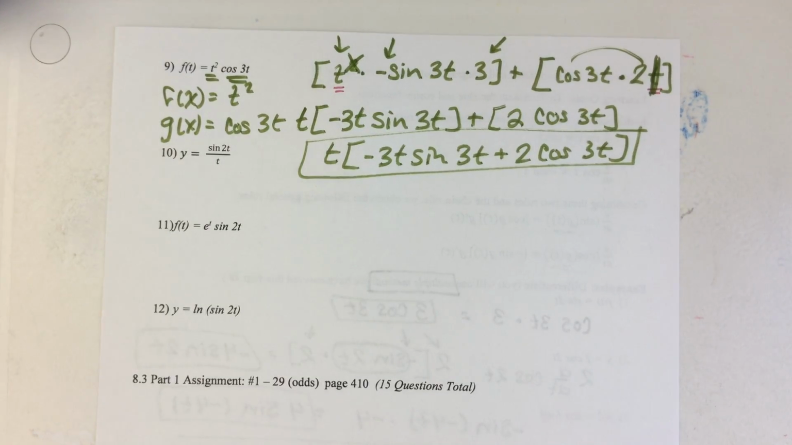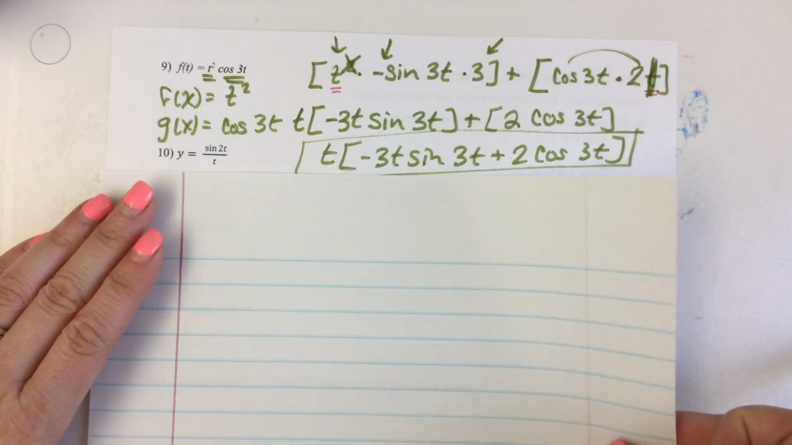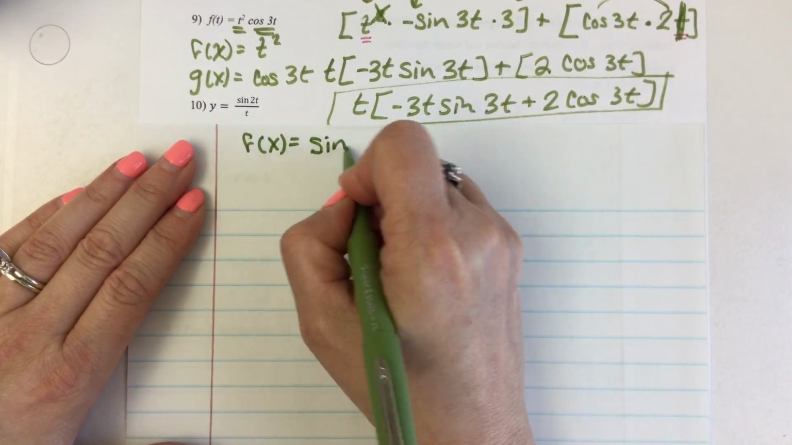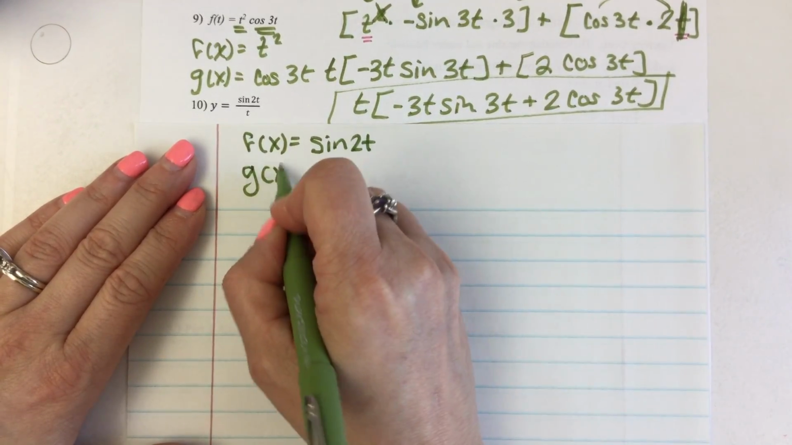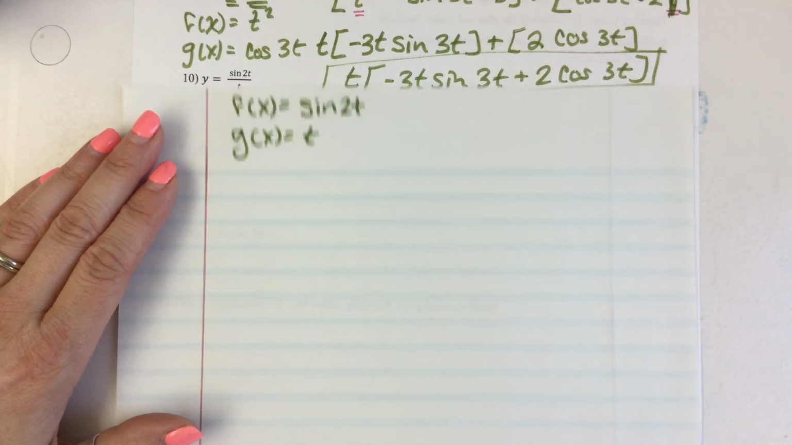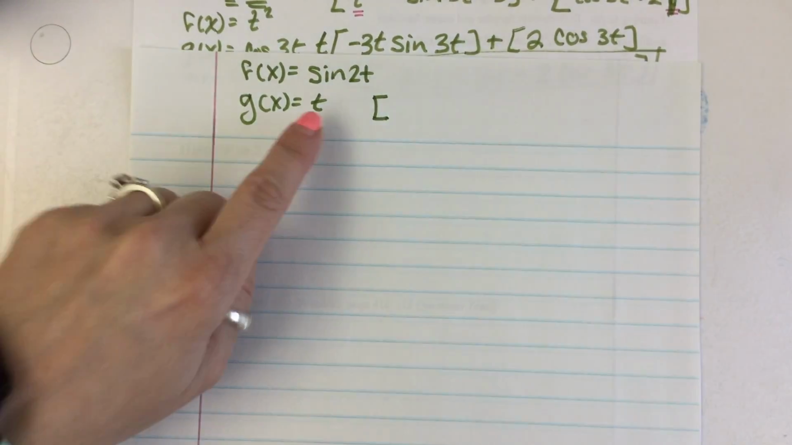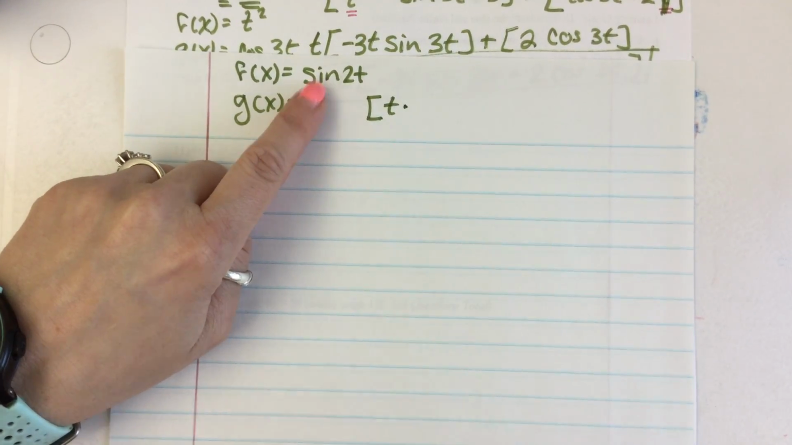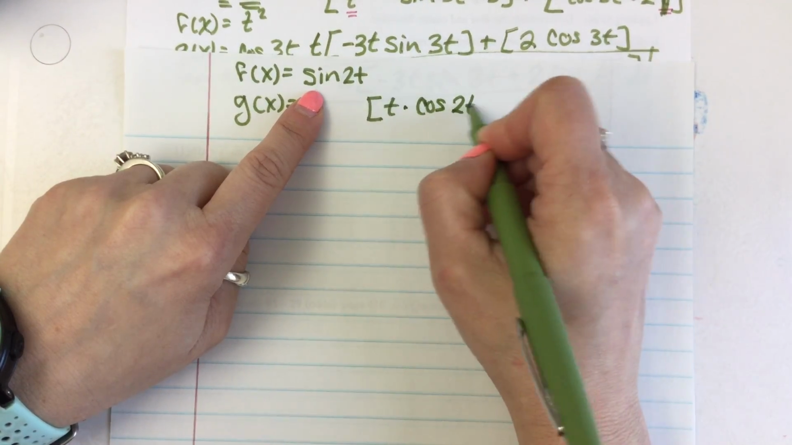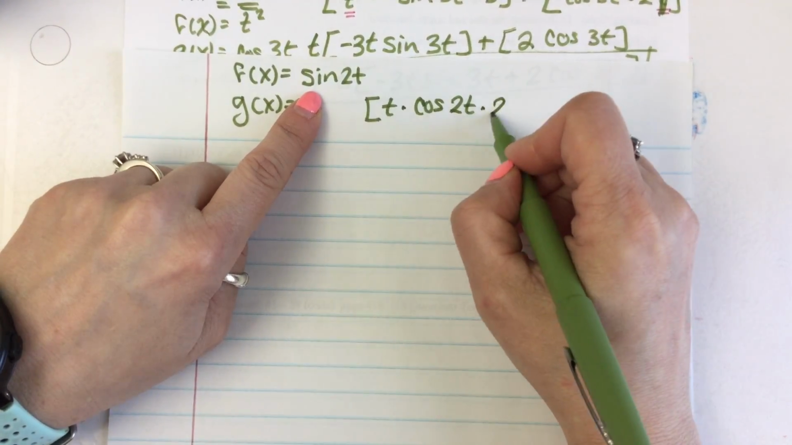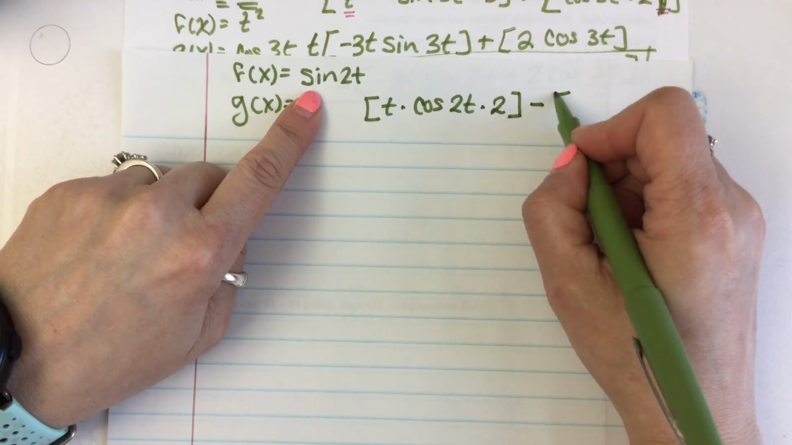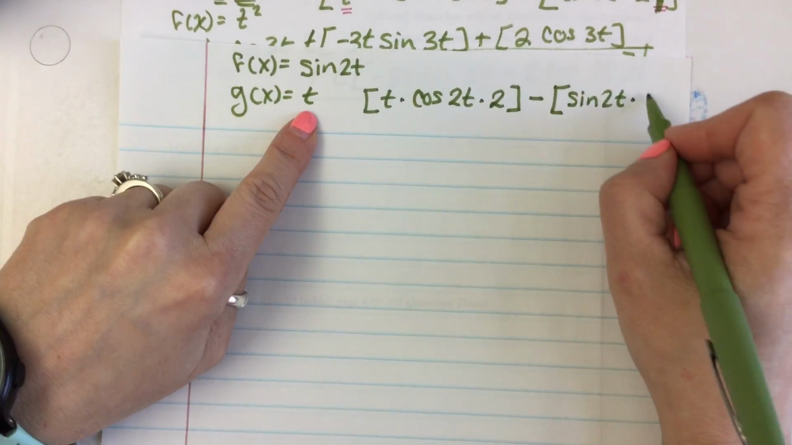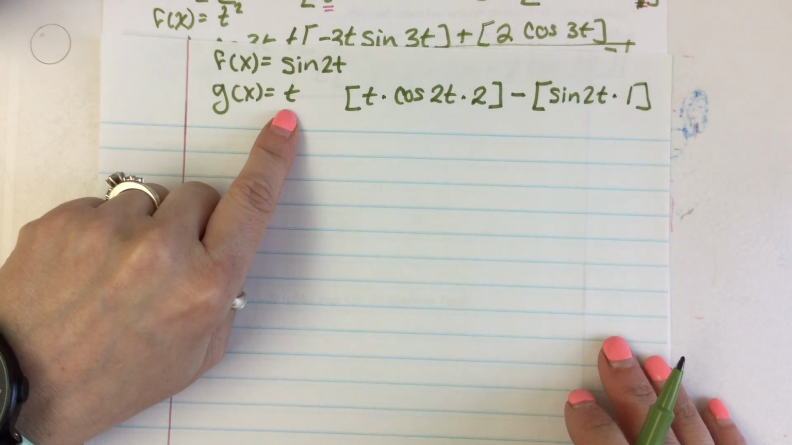The reason why this is the quotient rule is because I have a variable on both the top and the bottom. Remember when you're doing the quotient rule, f of x is the numerator, so it's the sine of 2t. G of x is the denominator, so it's just a t. Quotient rule, the top, you keep g of x the same times the derivative of f of x. The derivative of a sine is a cosine. I keep 2t the same, multiply it by the derivative of 2t, which is 2, minus, keep the top the same, sine of 2t times the derivative of the bottom, which is 1.